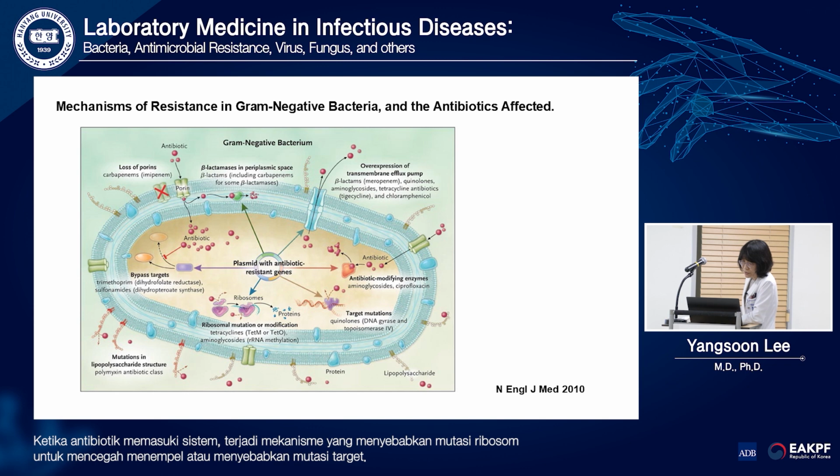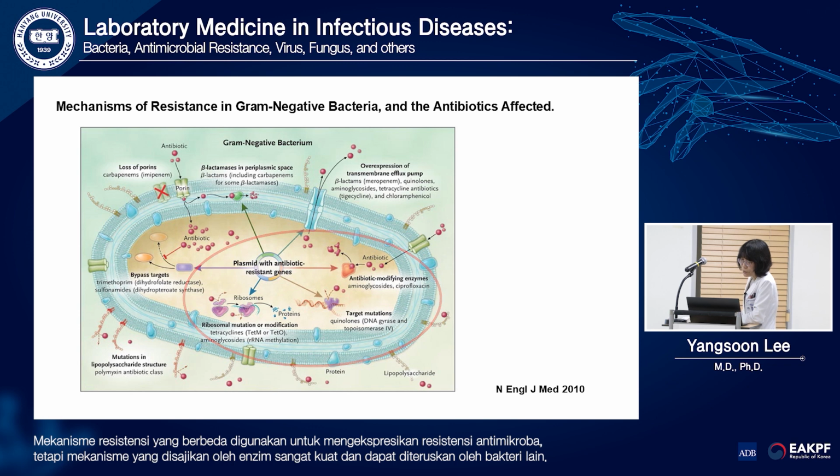When the antibiotics enter the enzyme system, the mechanism occurs that causes ribosomal mutations, target mutations, ribosomal modification, and antibiotic modification enzymes. Different resistance mechanisms are used to express antimicrobial resistance, but the mechanism represented by enzymes like ESBL and carbapenemase are particularly potent and can be passed on to other bacteria.